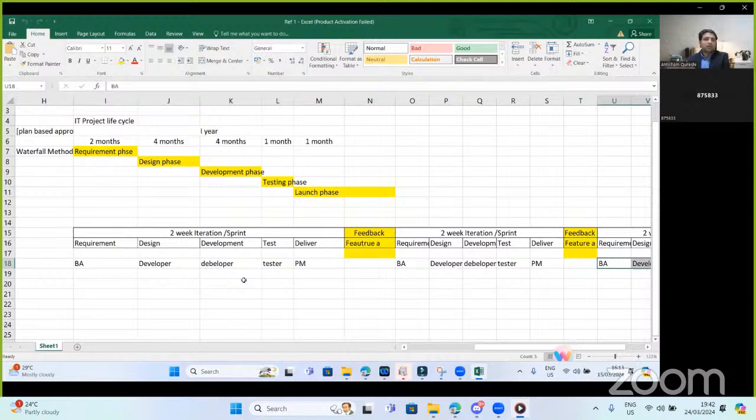If we talked about the phases, then it will be a phase-by-phase approach. We finish the requirement phase, then we jump into the design phase. We finish the design phase, then we jump into the development phase, and then so on, the test and then launch the product.